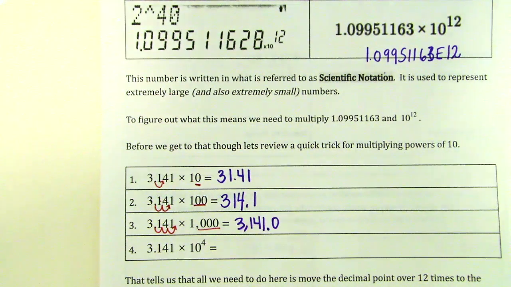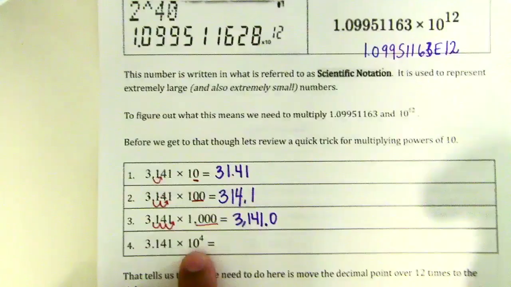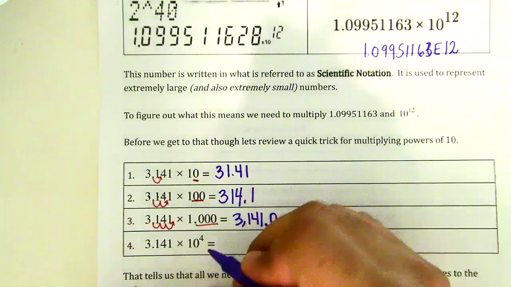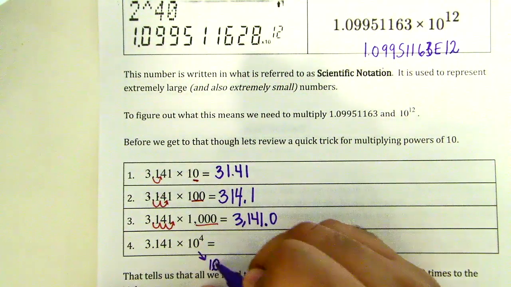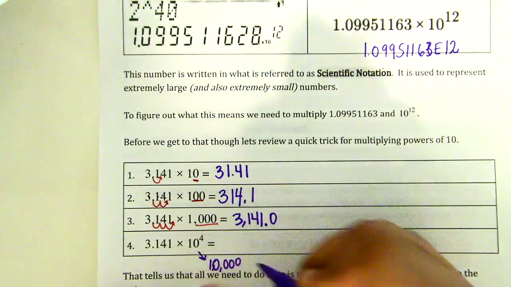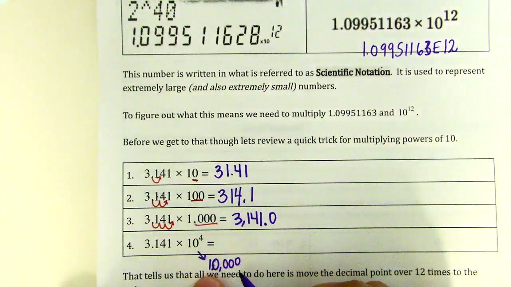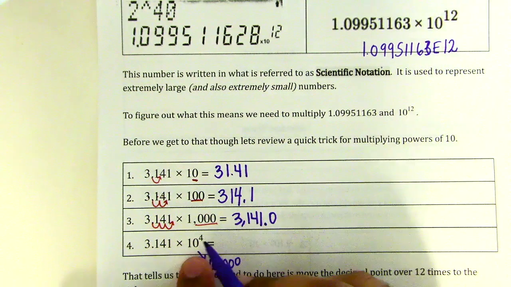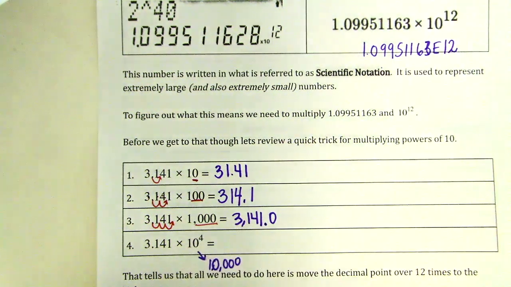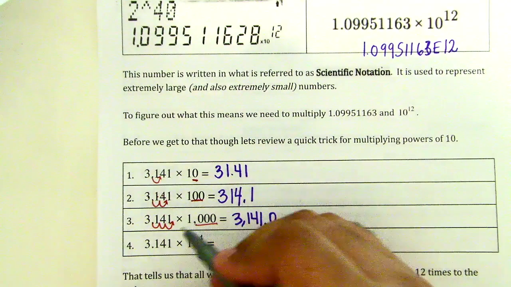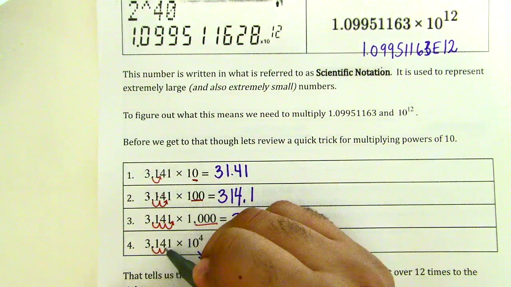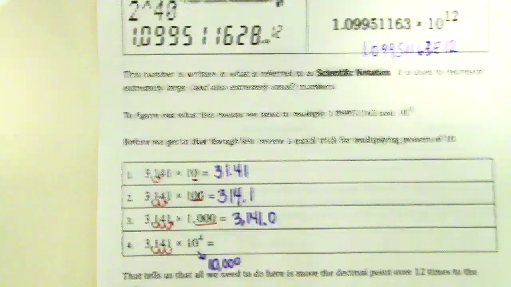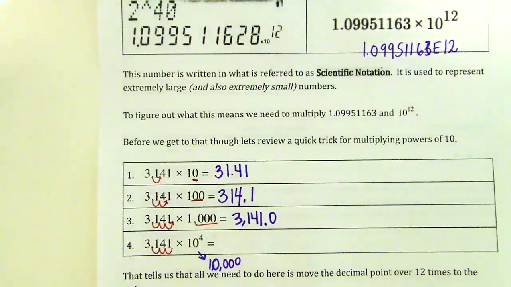3,141. Now, 10 to the 4th, right? What 10 to the 4th is equal to is a 1 with 4 zeros after it, right? So I have 4 zeros. This 4 here tells me how many zeros I'm gonna have. So what I need to do in this case here is move this decimal point over 4 times. But I'm gonna say 1, 2, 3, and I ran out of places to move it, okay?